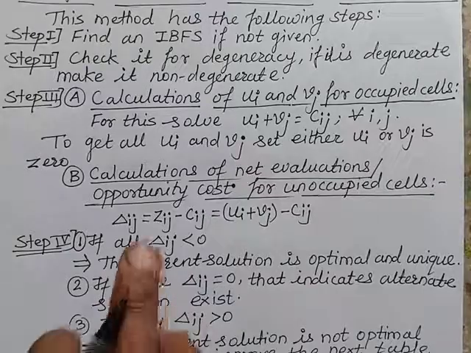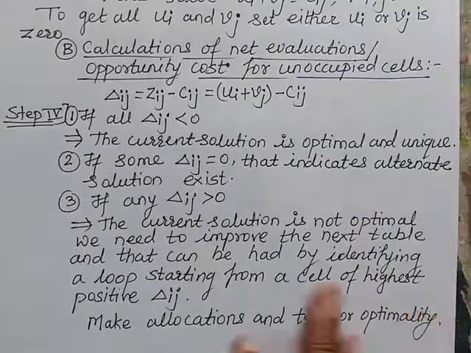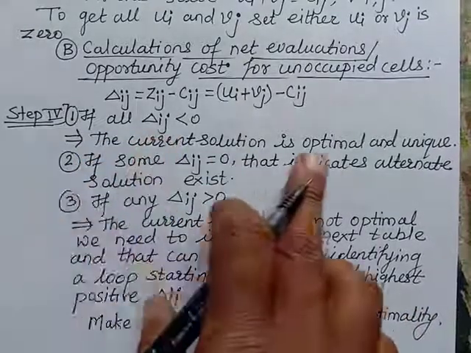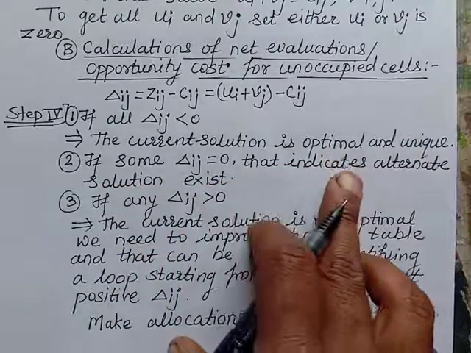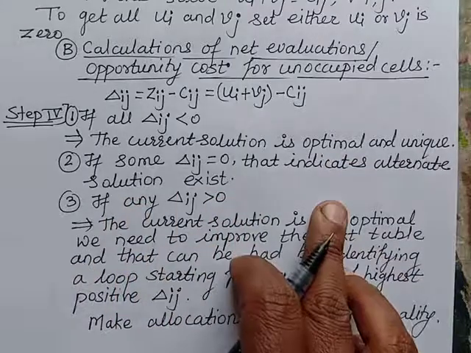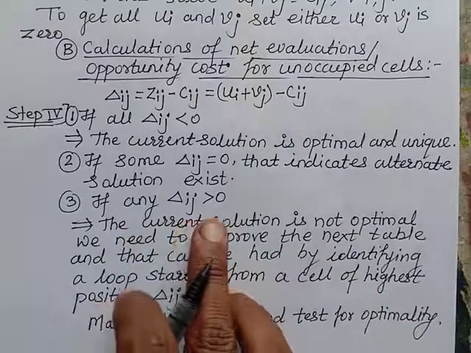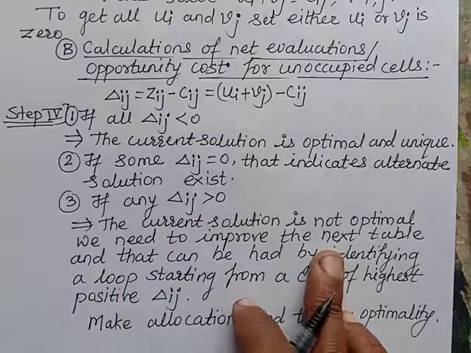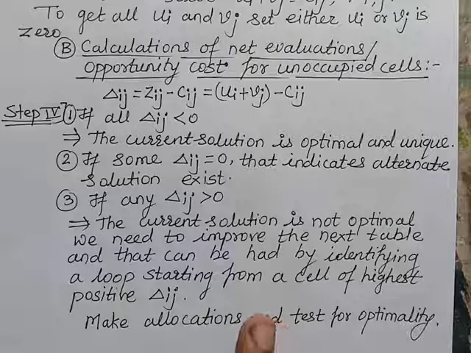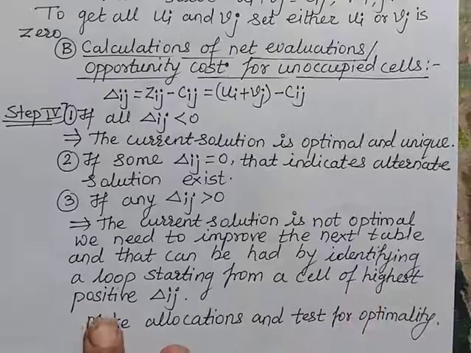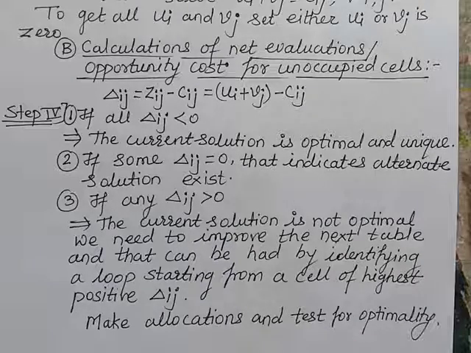So using all the calculations of delta ij, we can decide whether the solution is optimal or not. If all delta ij less than 0, the current solution is optimal as well as it is unique. Now, if some delta ij is 0, that indicates alternate solution exists. We can determine that alternate solution using loops again. Next part, if any delta ij is greater than 0, strictly positive, then the current solution is not optimal. We need to improve the next table, and that can be done using a loop. And the loop will start from the cell of highest positive delta ij. Again do the allocations and test for the optimality. As such, this method will be followed.